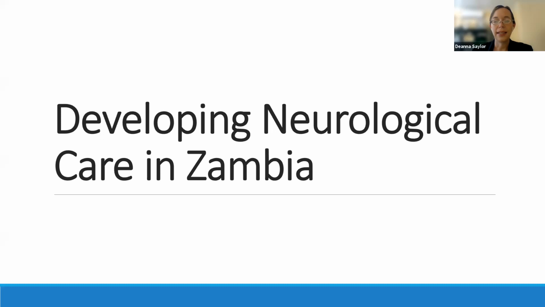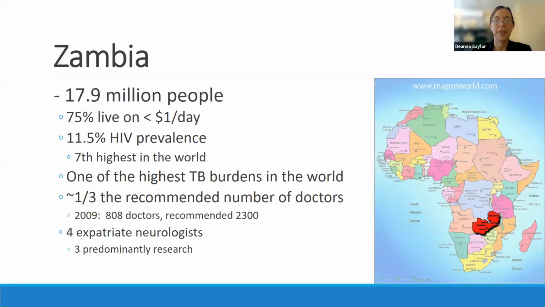So into this setting, we came to Zambia about 4 years ago. And just to orient everyone, Zambia is a country of almost 18 million people in Southern Africa, 75% of whom live on less than $1 a day. It does have the seventh highest HIV prevalence in the world, with an HIV prevalence of about 12%. And if you just let that sink in, that means that 1 out of every 8 adults that you encounter on the street is likely to have HIV.